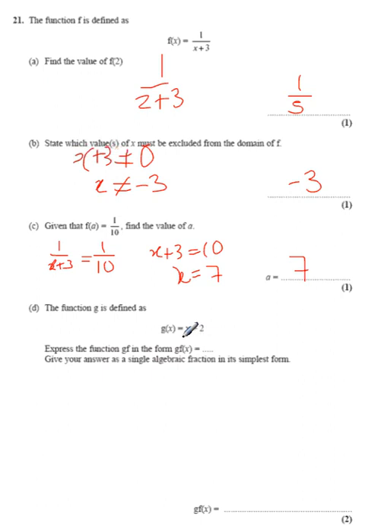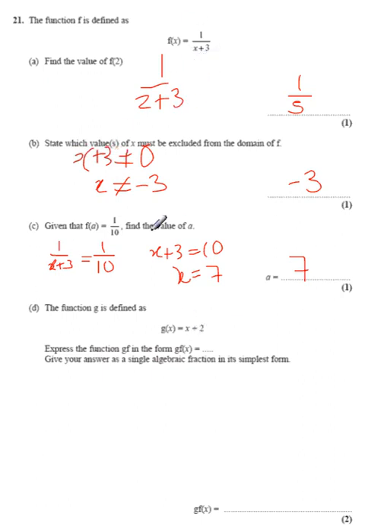So what does the function do? It takes whatever you put in and adds 2 to it. Now, if we're going to do gf, this is a compound function. So this is a classic function type question. Compound function means you do one function to whatever you put in, and then you do the second function. Now, g of x takes whatever you put in and adds 2 to it. f of x takes whatever you put in, puts 1 over that plus 3.